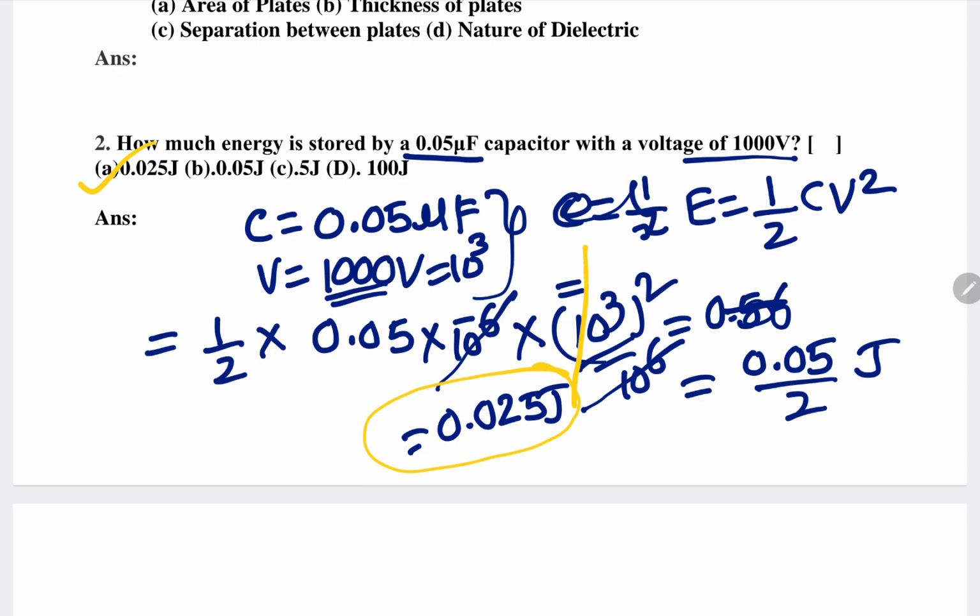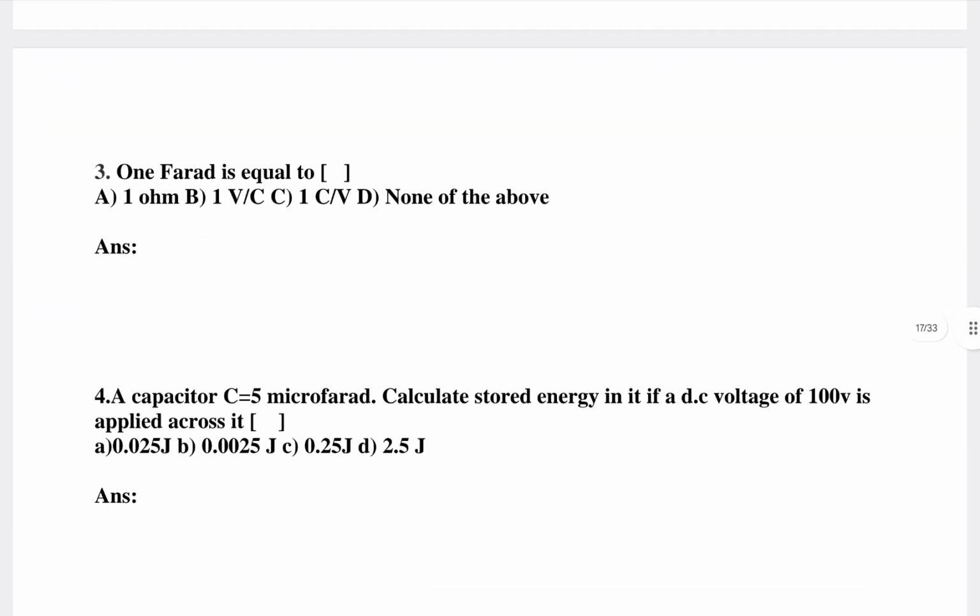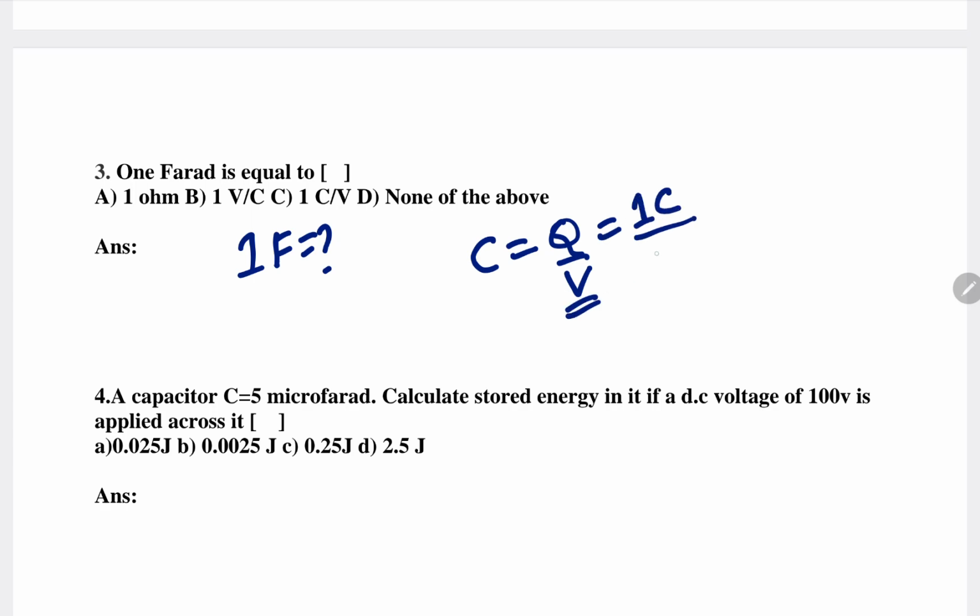Let us go to the next question. Question number 3. 1 farad is equal to how much? Farad is the unit of what? Capacitance. So 1 farad is equal to how much? We know capacitance C is equal to Q divided by V. So Q is 1 coulomb and voltage unit is 1 volt. So 1 coulomb per volt. The answer is C.